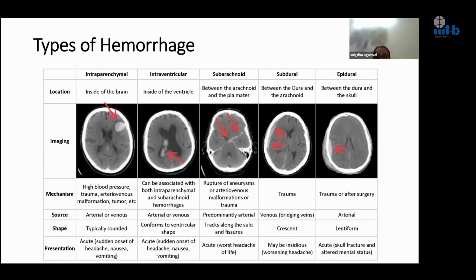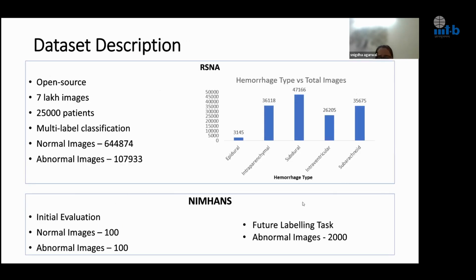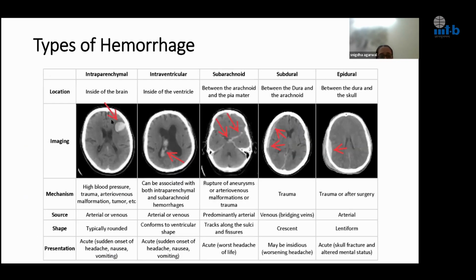Types of hemorrhages. There are 5 types of hemorrhages that we are targeting. The first one is intraparenchymal hemorrhage. Intraparenchymal hemorrhage happens inside the brain. As you can see here, this blob is the blood oozing out of an artery or a vein. This usually happens with high blood pressure. In some cases, intraparenchymal hemorrhage can also be caused by trauma, but those cases are fewer.